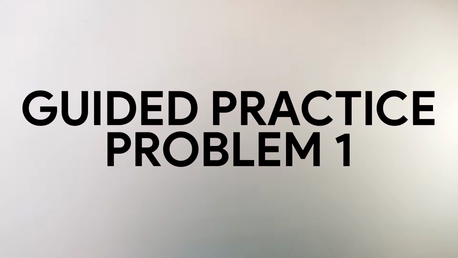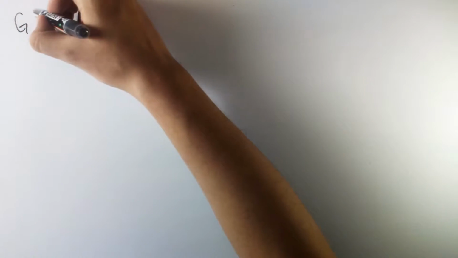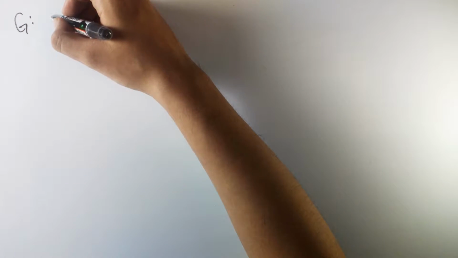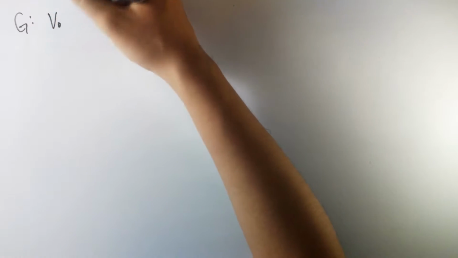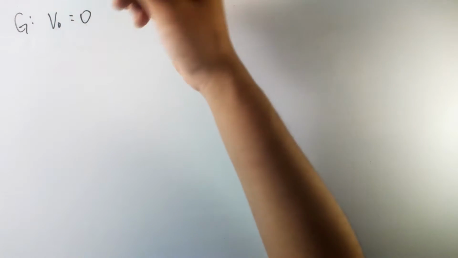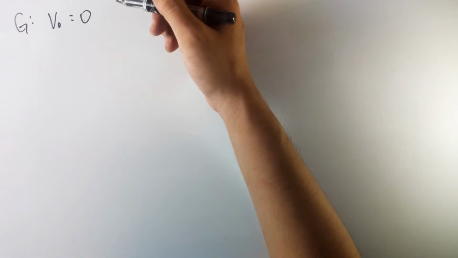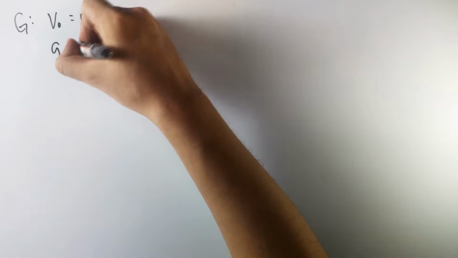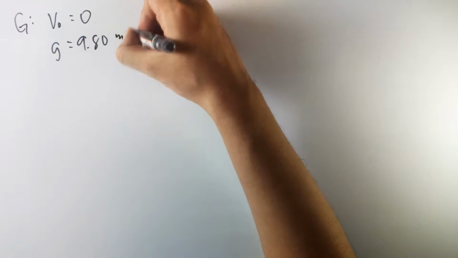Okay, so let's have the guided practice problem 1. Read it on the PowerPoint or on Canvas. We're going to answer it here. For the given, we have velocity, which is 0 because it's stated there that it's starting from rest. Then of course we have g, which is 9.8 meters per second squared.